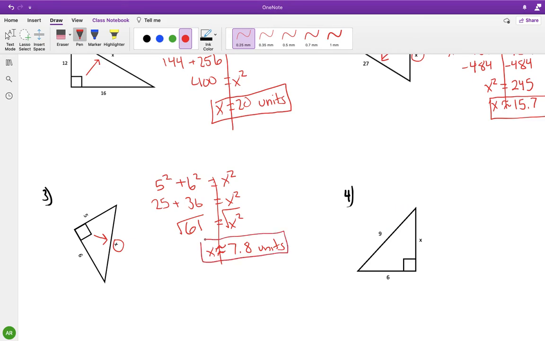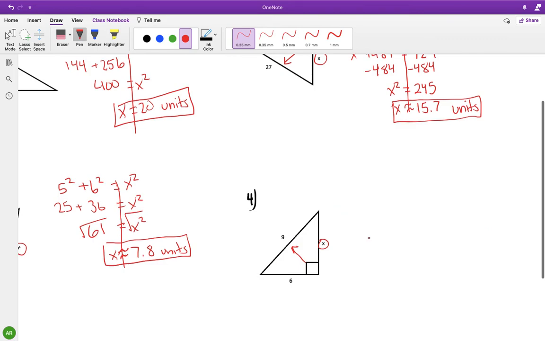Last problem here. This is another one where we already have the hypotenuse, right? So we're solving for a leg. So set this up appropriately. This time I'm going to put the x squared in the second spot. Mathematically speaking, you can switch those terms around. It's not going to do a thing. So 36 plus x squared equals 81.